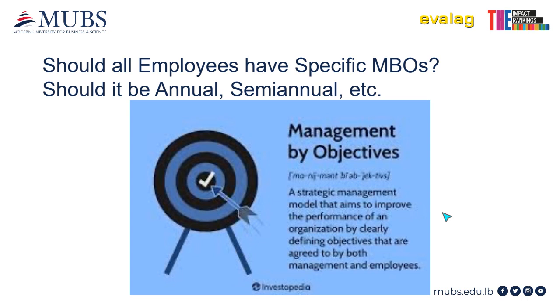Now, the founder of quality management, Deming, said we shouldn't have MBOs because people should be innovative and creative. You're limiting them with certain objectives. So what do you think? Should all employees have specific MBOs? I'm asking you this question because it's nice to have this critical thinking. It doesn't mean that if the founder of quality management disagrees, then there shouldn't be MBOs. You would tell me, in our context, in our organization, MBOs help staff to achieve targets and objectives. So what do you think?